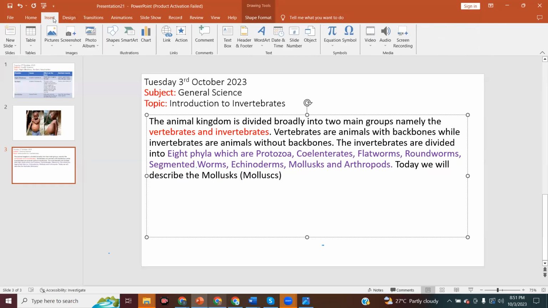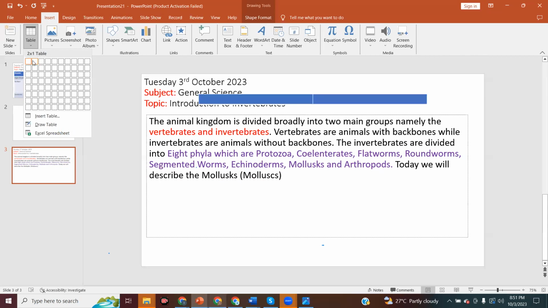So mollusks, give me one mollusk that is very crucial to the Bahamian culture. The queen conch. The queen conch, very good.